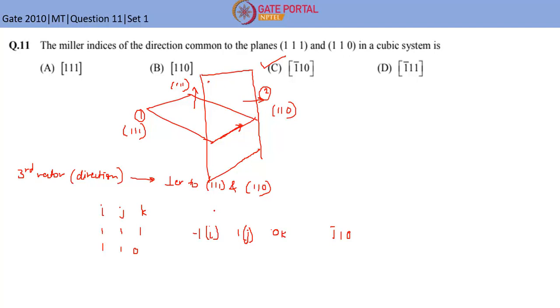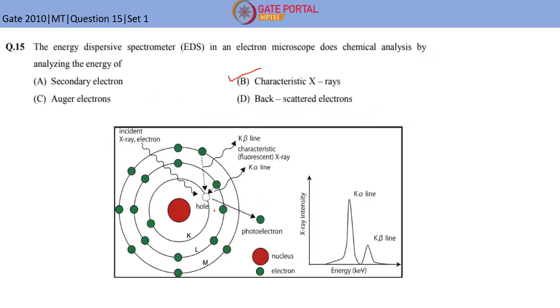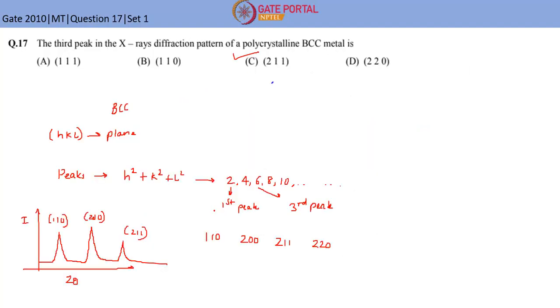And one question was regarding the direction common to planes 111 and 110 in a cubic system, where you need to find a vector which is mutually perpendicular to both plane normals, so that the direction of that vector lies in both the planes. So that's all for today's lecture. I will meet you in the last session, session 12, which will be the final session.